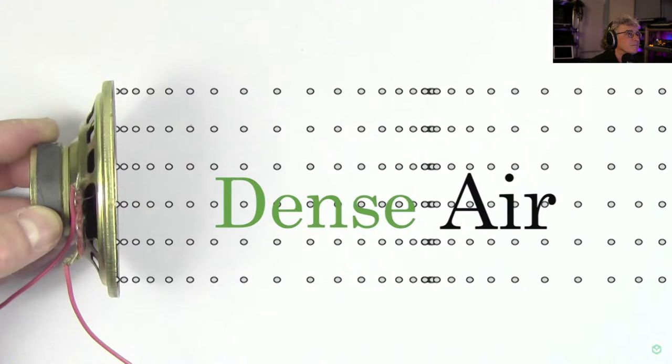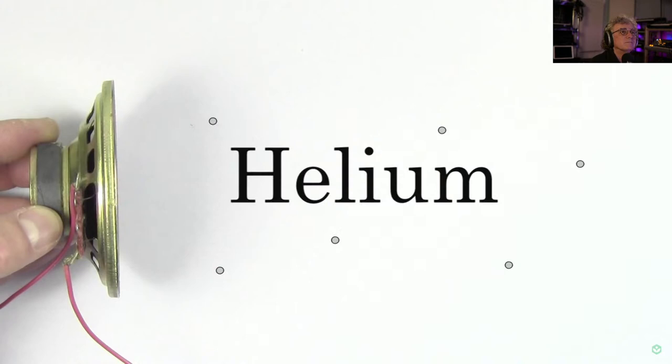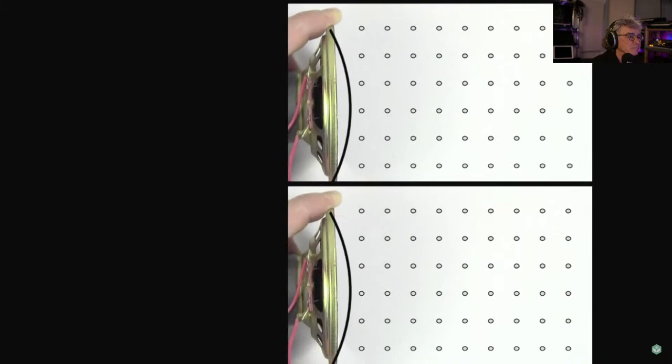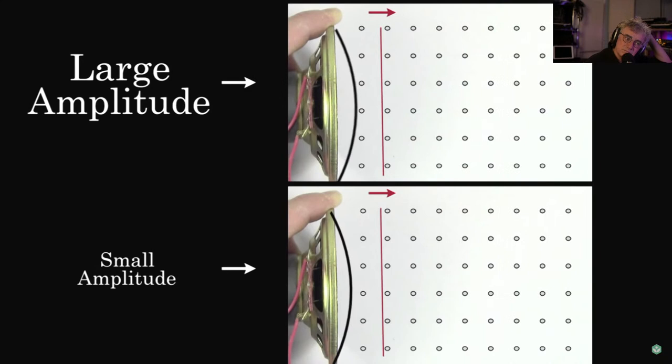Or you can swap out the air entirely for another material like water or helium or a metal. All of these changes to the medium would affect the speed of sound. People often think that changing the amplitude will change the speed of a sound wave, but it won't. If we create a sound pulse with a large amplitude, it won't travel any faster than a sound pulse with a small amplitude in the same medium.